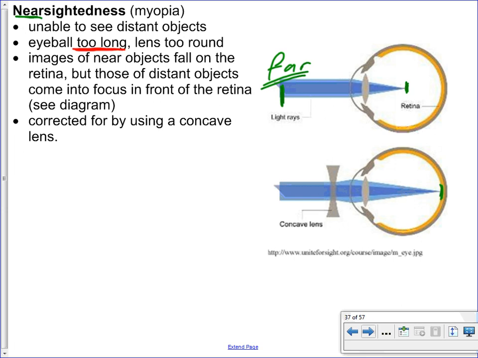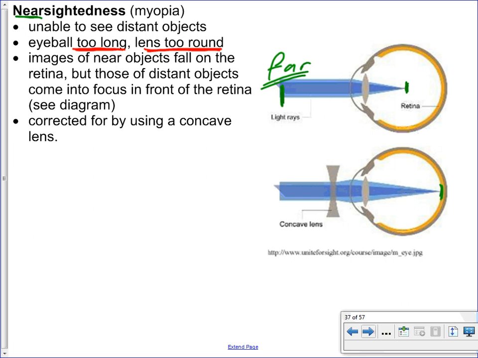So eyes don't necessarily have to be completely spherical like a ball. They can be shorter from front to back. They can be longer from front to back. And much of this is dictated by the shape of the skull itself and the orbits the eyes are sitting in. The other possibility is that the lens could be too round.